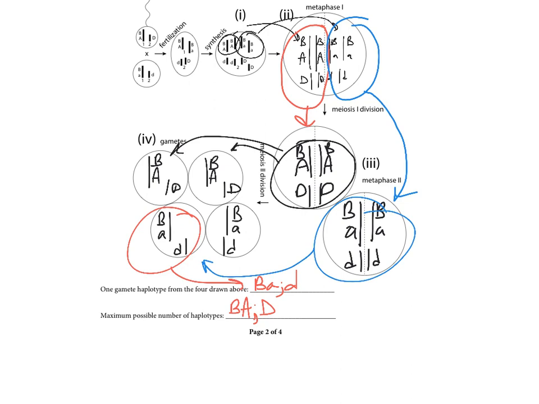If, though, we put the capital D's on the right side and the lowercase d's on the left side, we would produce two different possibilities, which would be capital B, capital A with the lowercase d, and capital B, lowercase a with the uppercase D. And that's a total of 4 possible haplotypes.